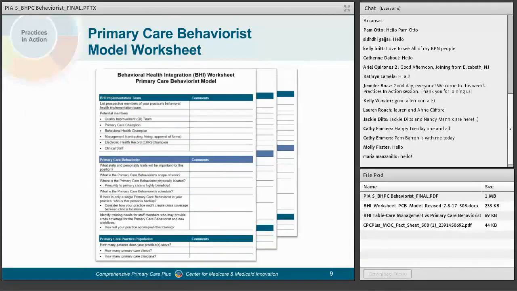The considerations we just reviewed, along with several others, are listed in the Primary Care Behaviorist Model Worksheet example you see here. This tool is available in the Files pod for download. It is also available in the CPC Plus Connect library. This worksheet lists many of the key areas to evaluate in your practice as you begin to implement this behavioral health model.